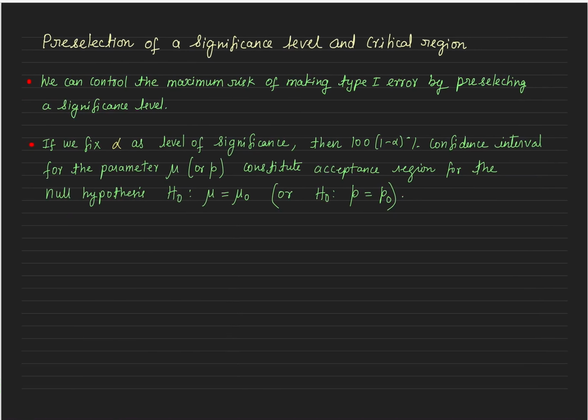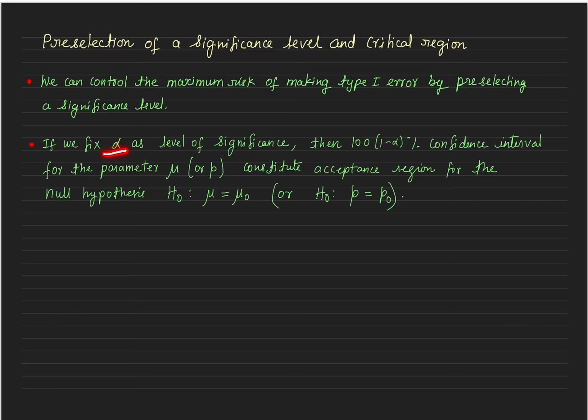A pre-selection of a significance level and the critical region. Now, we learned in the previous sessions that in hypothesis testing, it is important to take care of type 1 and type 2 errors. We can control the maximum risk of making a type 1 error by pre-selecting a significance level. A significance level is nothing but the probability of type 1 error.